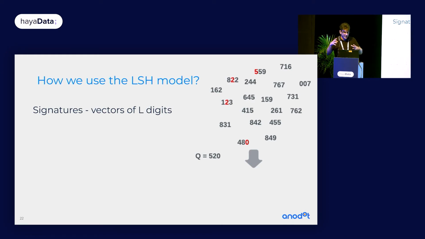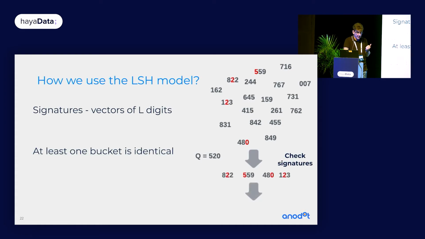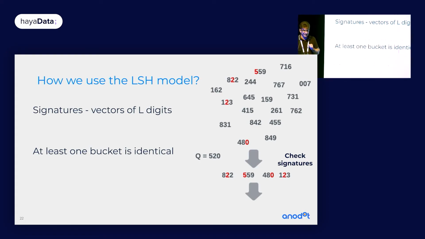This way, the bag of signatures represents your vector space, and we have a query vector we want to compare with. In our case, the query vector is 520. We start by choosing the candidates with the same bucket number in at least one model. So we are finding any vectors having a signature with 5 as the first digit, 2 as the second digit, or 0 as the third digit.